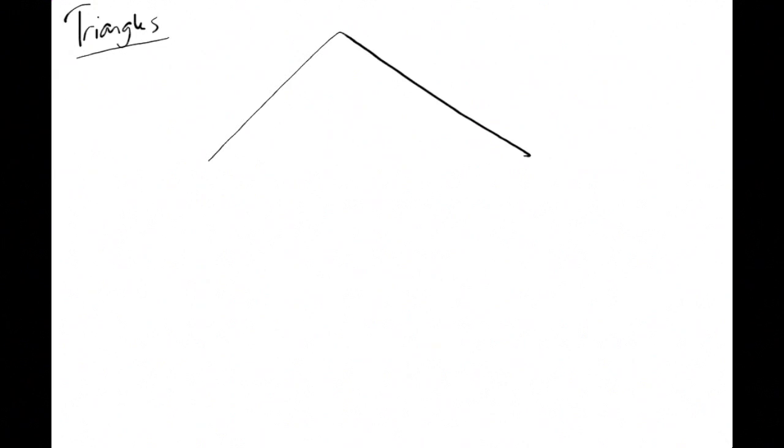Basic kind of overview onto triangles. We've got to really appreciate triangles before we can start to do trig. Our general notation for triangles is to label the vertices, the corners, as capital letters, and then the side that's opposite that corner is the same letter but in lowercase. So corner A, the side a is opposite that one.